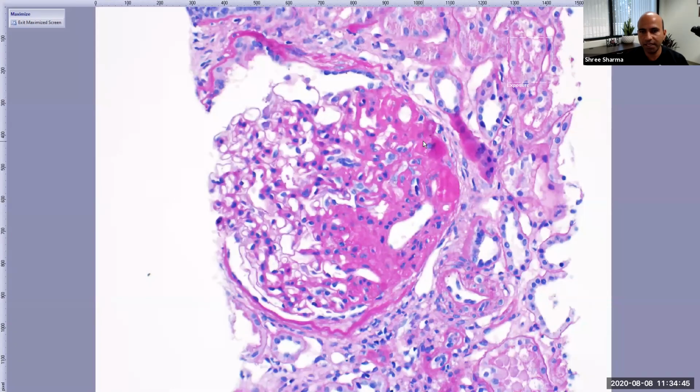So this is FSGS. It is lying close to the vascular pole. I'm calling it a perihilar FSGS, okay?